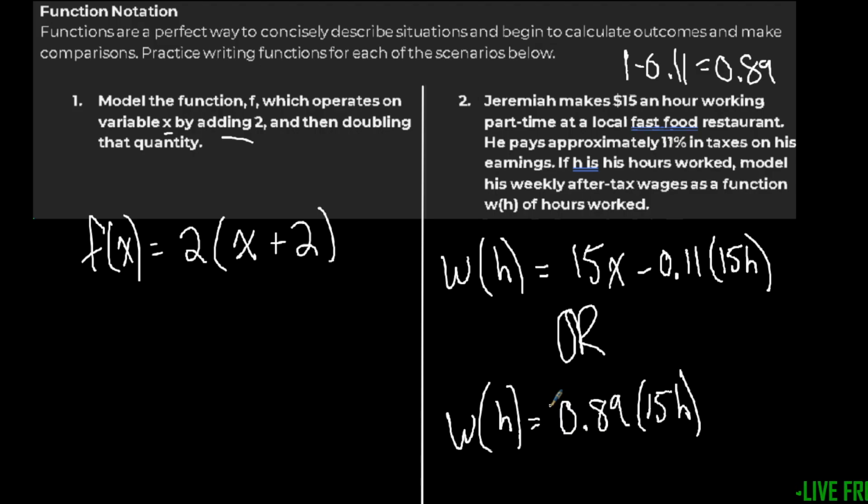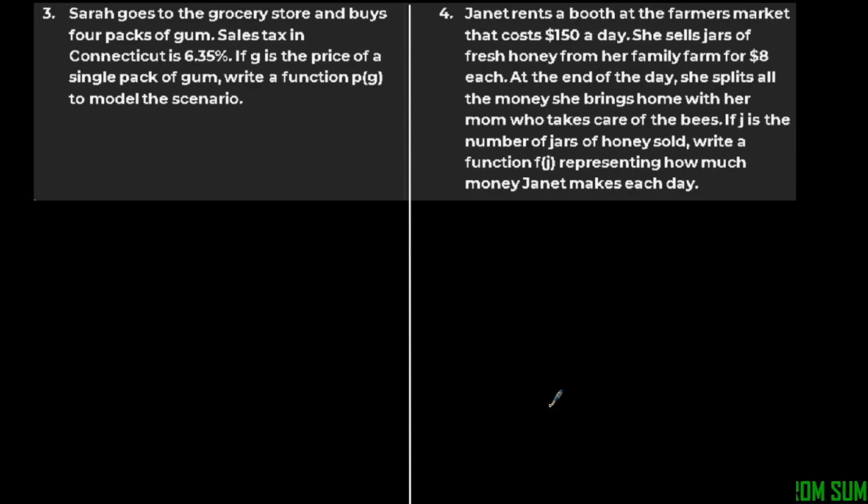All right. So now for number 3, it says Sarah goes to the grocery store and buys 4 packs of gum. Sales tax in Connecticut is 6.35%. If G is the price of a single pack of gum, write a function P of G to model the scenario. So let's write our function. We're going to say, one side is going to be P of G, again written with those parentheses, and our right side should just have that variable. So I'm going to say something like this.